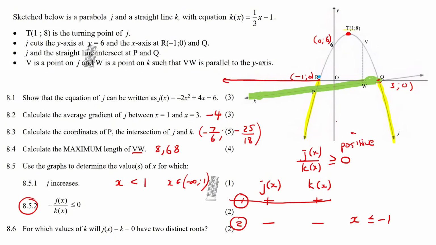-1. We can include the -1 because it's the yellow graph, or the graph of J, that is touching the x-axis at that point. But J is the numerator in the fraction, and the numerator is allowed to be a 0 without causing any problems like undefined or whatever. Okay, and so we're just going to say x is smaller than or equal to minus 1. If you want to use interval notation, you can go from minus infinity up to minus 1, including minus 1.